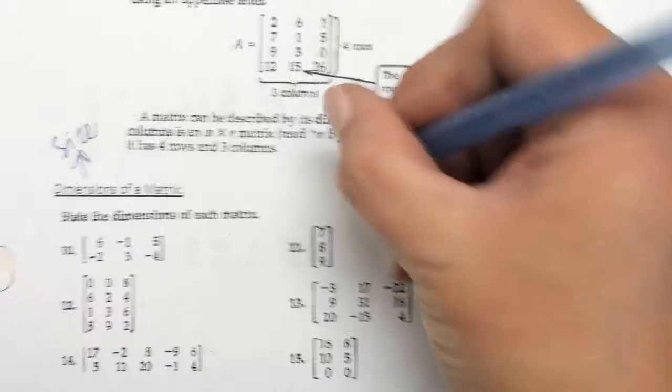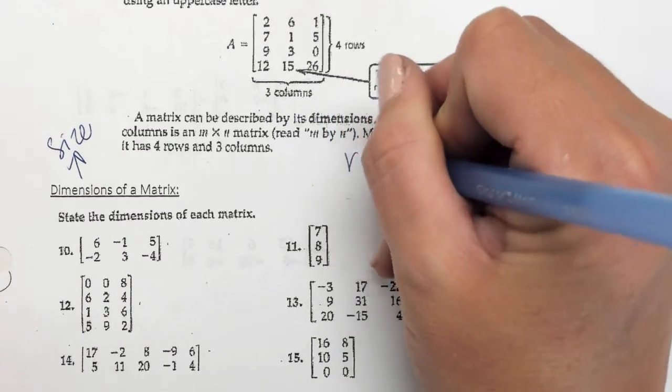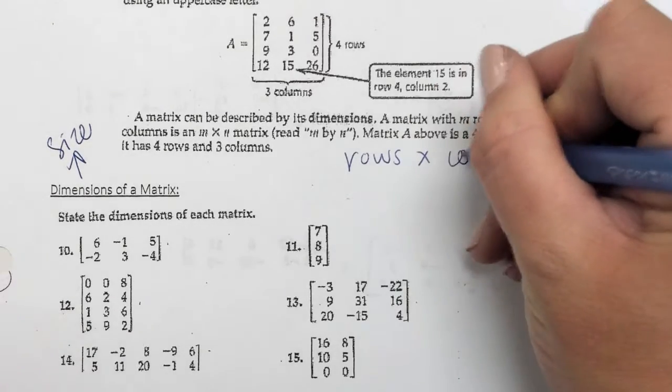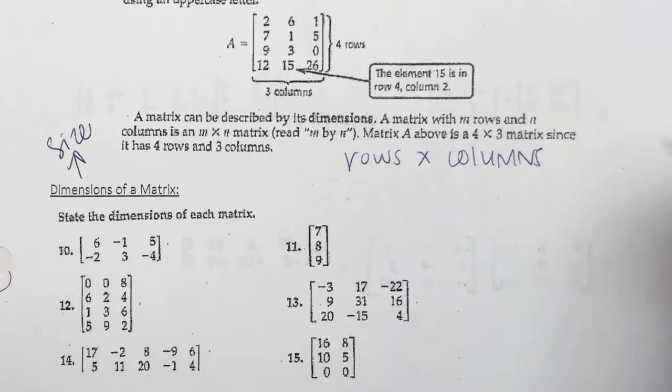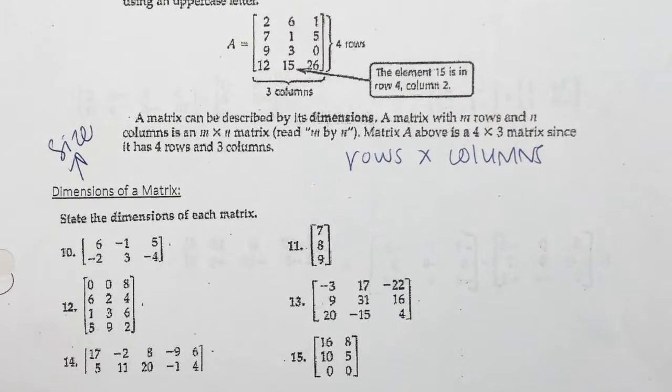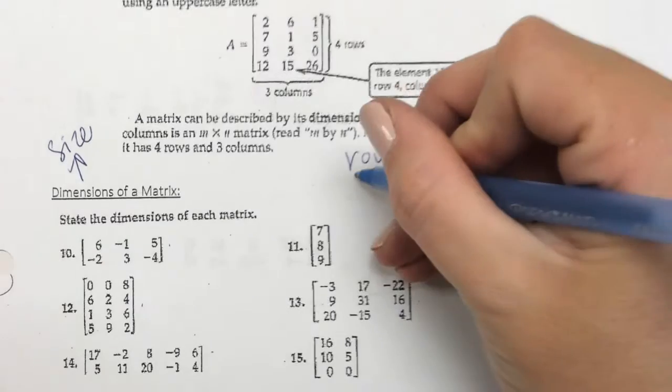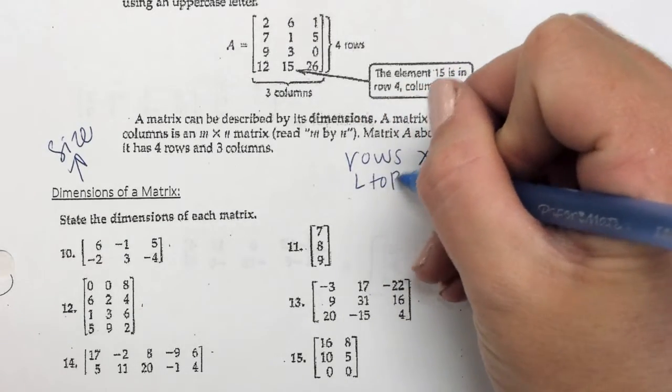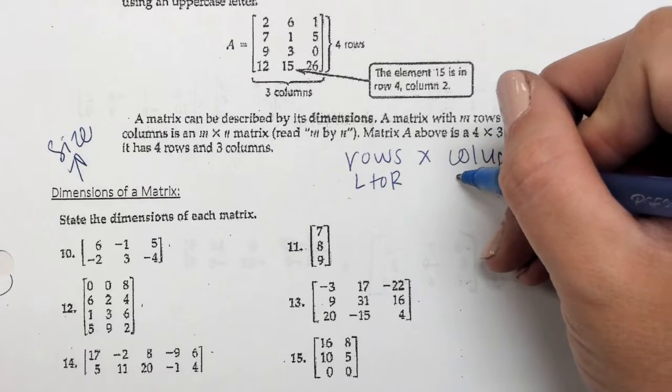Dimensions are written out as rows times columns. Does it matter what order? Yes, it does. Rows always have to come first. Now you read rows just like you read words on paper. You read from left to right. And columns you're going to read up and down.